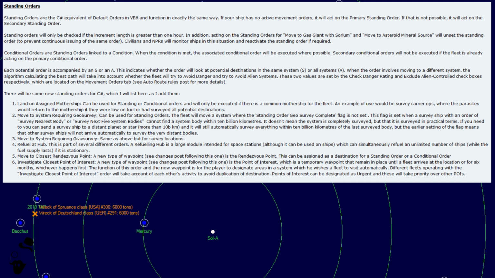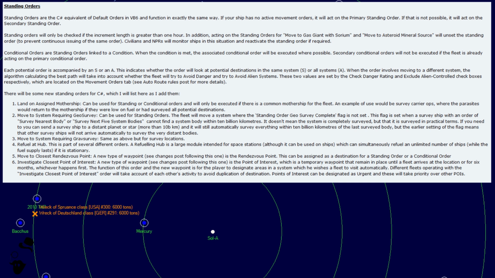Investigate closest point of interest. A new type of waypoint is the point of interest, which is a temporary waypoint that remains in place until a fleet arrives at the location, or for 6 months, whichever happens first. The function of this order and the new waypoint is for the player to designate areas in a system which he wishes a fleet to visit automatically. Different fleets operating with the investigate closest point of interest order will take into account each other's activity to avoid duplication of destination. Points of interest can be designated as urgent, and these will take priority over other POIs.